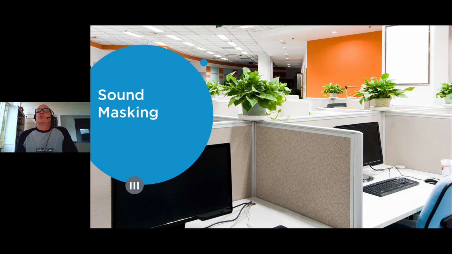Facility and design teams should address the acoustics of their reconfigured environments. Consideration should also be made to compensate for reduced baseline sound level to help create a space that is comfortable and private, which leads us to sound masking.